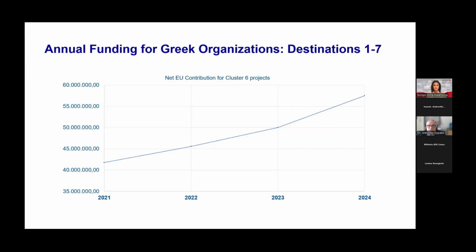In the final part of my presentation, I will try to give you some information about the participation of the Greek organizations and the funding by destinations 1 to 7. Here you can see the annual funding for Greek organizations by the destinations. We have good funding for our organizations every year, as you can see here.